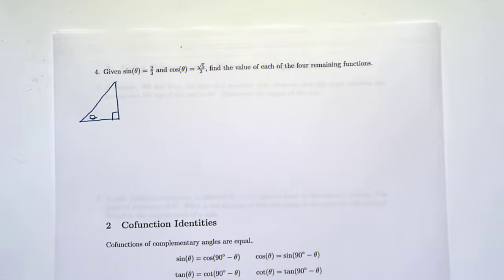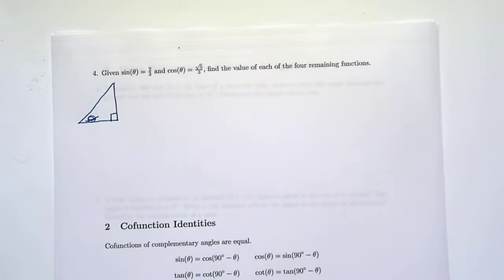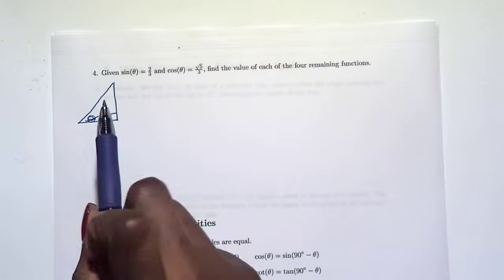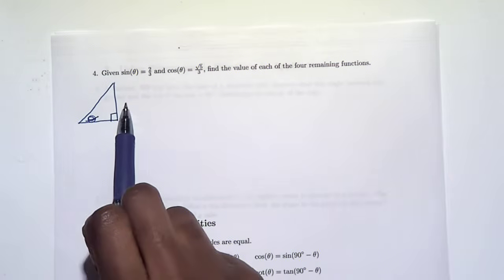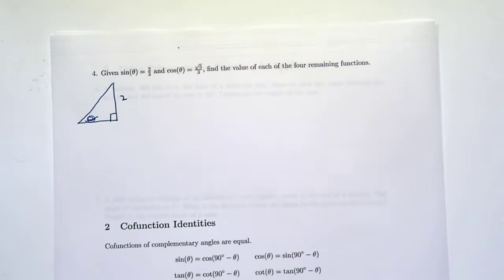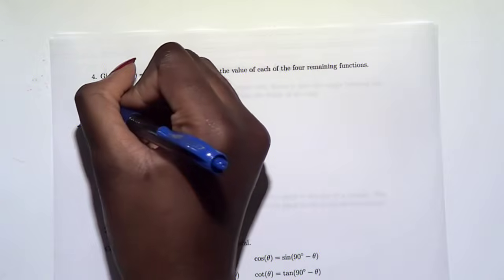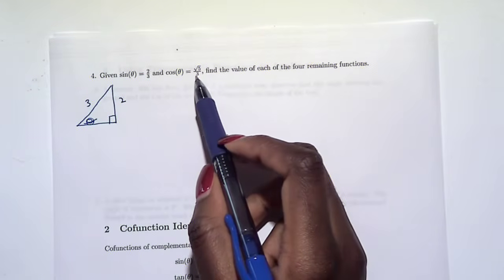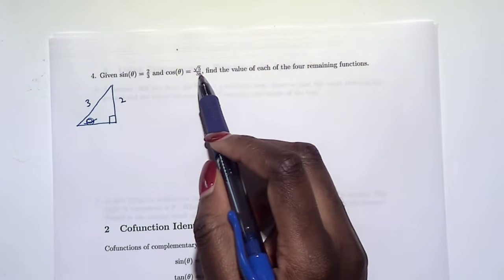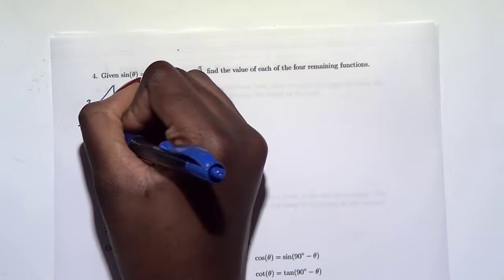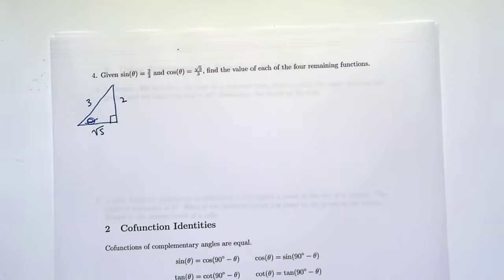So here's our right triangle. This is supposed to be an angle, theta. And we found that sine is 2 over 3, so the opposite side should be 2. The hypotenuse should be 3. Cosine is root 5 over 3, so that tells us the adjacent side should be root 5. Hypotenuse is 3. So we have our triangle. We can now find the remaining trig functions.